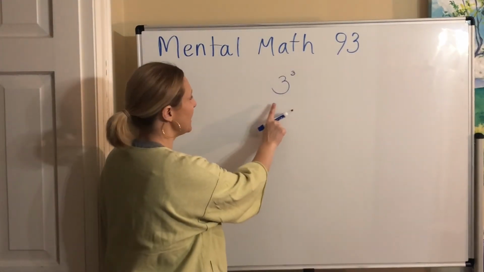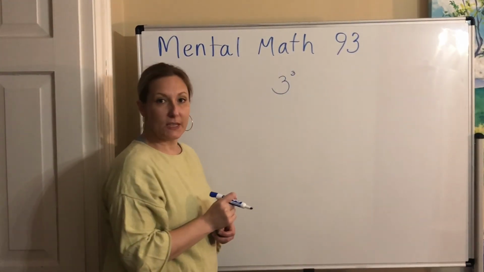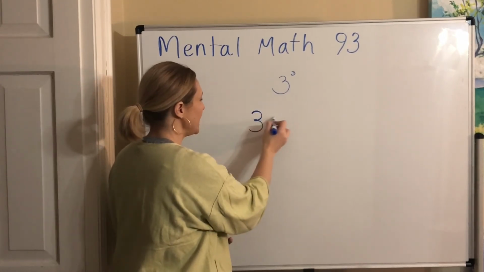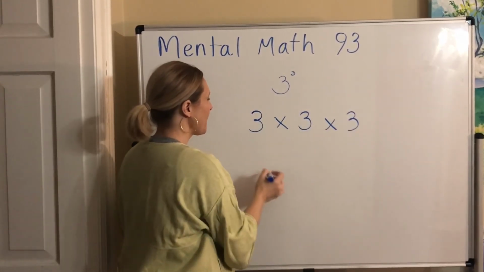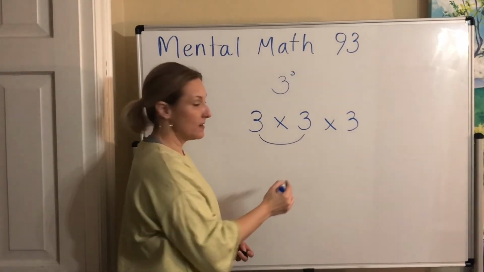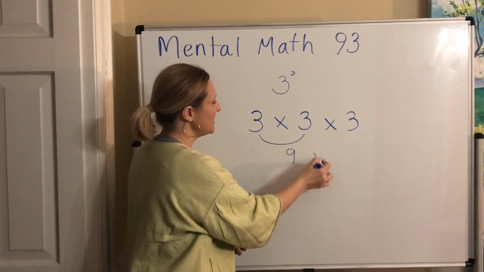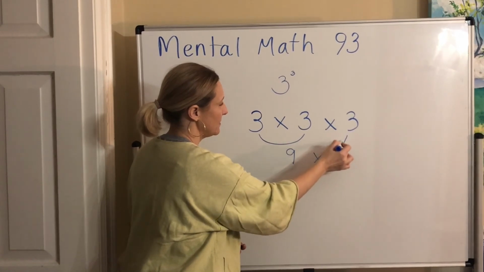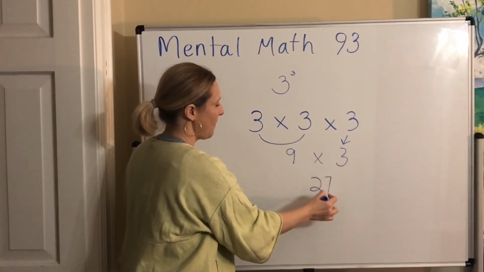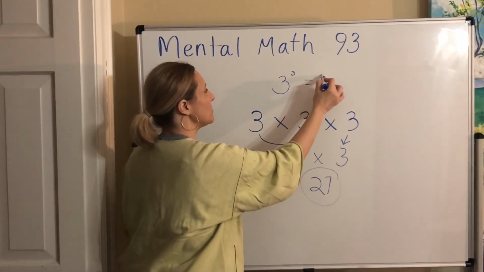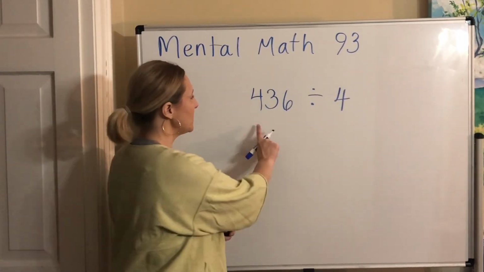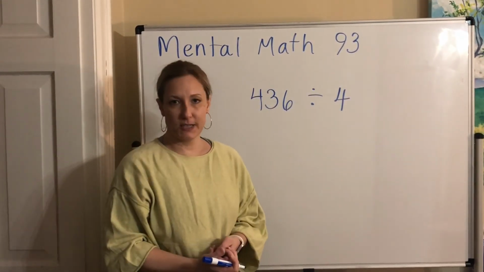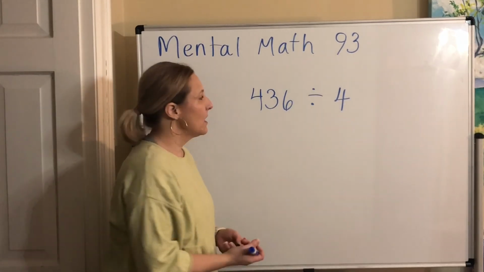Okay, B is 3 cubed. That means 3 times 3 times 3. 3 times 3 is 9. And then 9 times 3 is 27. So 3 cubed equals 27. Okay, this is one of those problems I really wanted you to see how you could do it mentally.